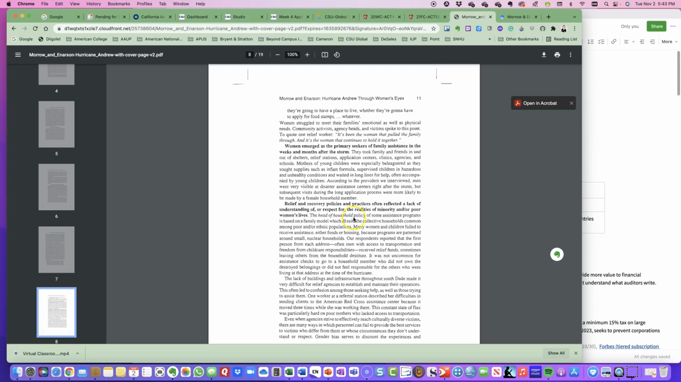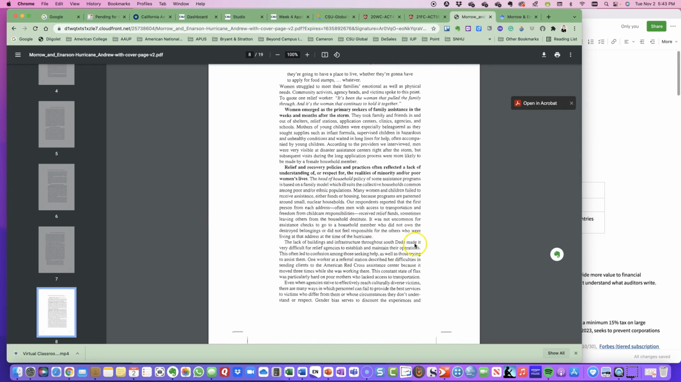So here we have the head of household policy, which some assistance programs were based on a family model, and that didn't really suit these people because they were poor or ethnic populations. And then the lack of buildings and infrastructure throughout all of the South Metro-Dade County made it difficult, right, for the agencies to maintain operations.